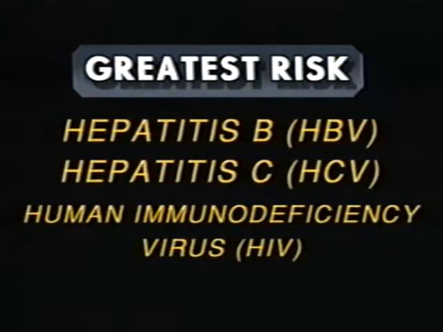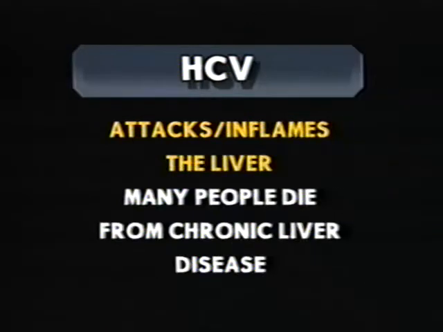Some of these pathogens that are of greatest risk include hepatitis B virus, or HBV, hepatitis C virus, or HCV, and human immunodeficiency virus, or HIV. Hepatitis C infects up to 150,000 people each year in the United States alone. Hepatitis C attacks and inflames the liver. Between 8,000 to 10,000 die each year from HCV-related chronic liver diseases.